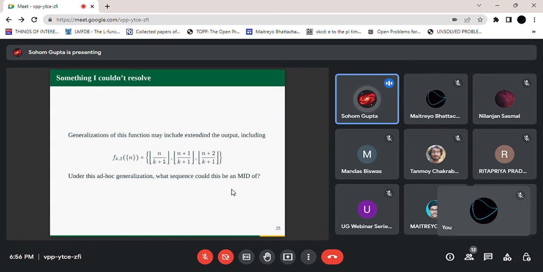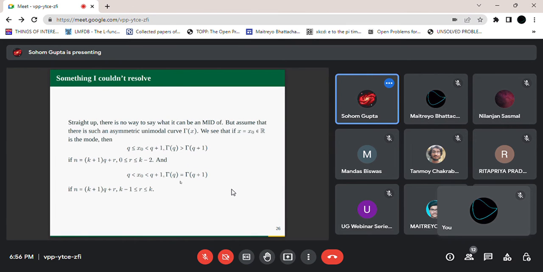So what I did was, instead of n plus 1 over k plus 1, I just added n plus 2 over k plus 1. And under this ad hoc generalization, what sequence could this function be an MID of? This is a problem that I still can't resolve because it's sheerly difficult to me. And why is it difficult? Because of this very nice property. You could see that there's no way to say what it is an MID of, but let's see what properties this asymmetric unimodal curve gamma x, which is an MID, follows.